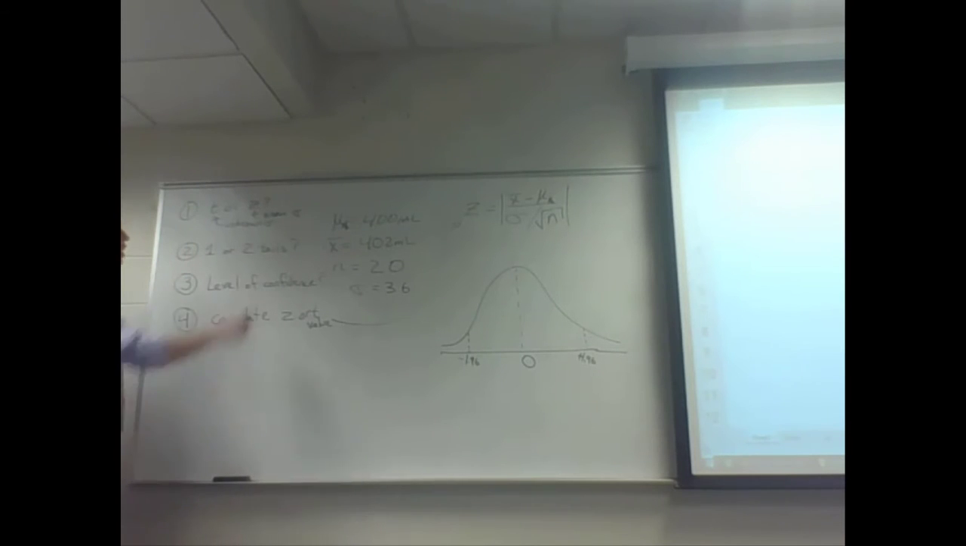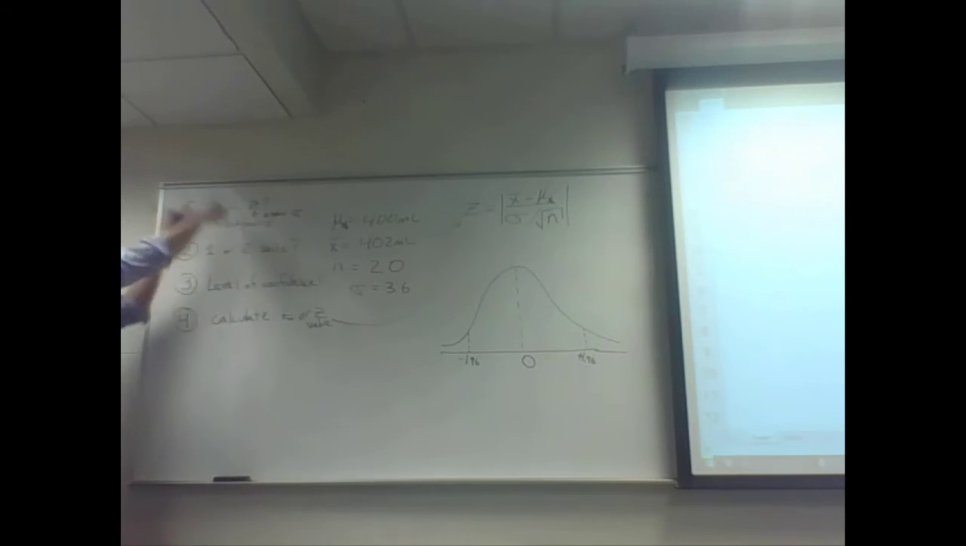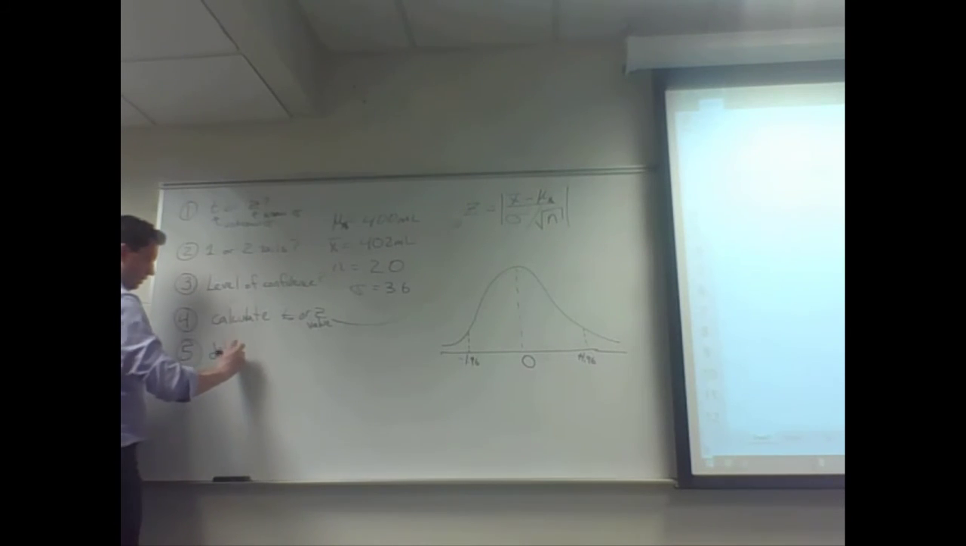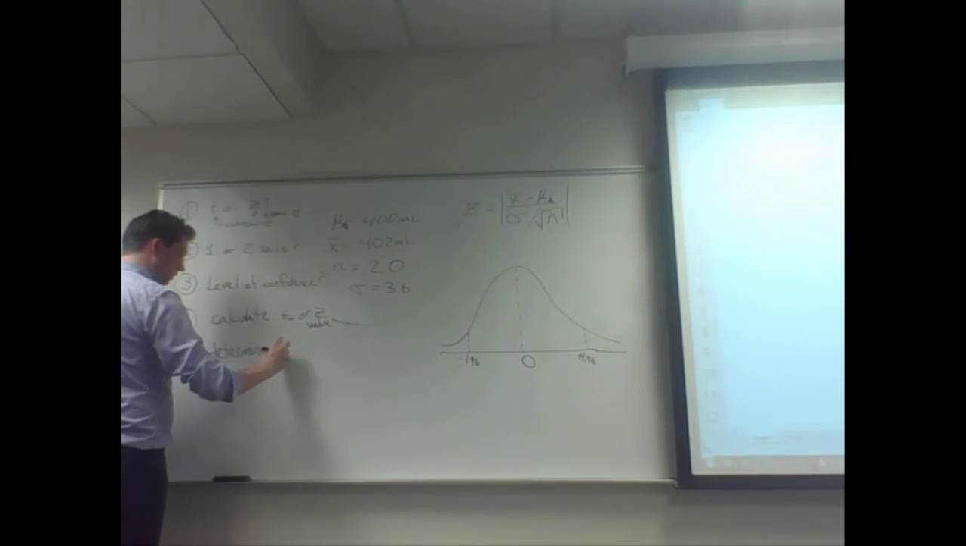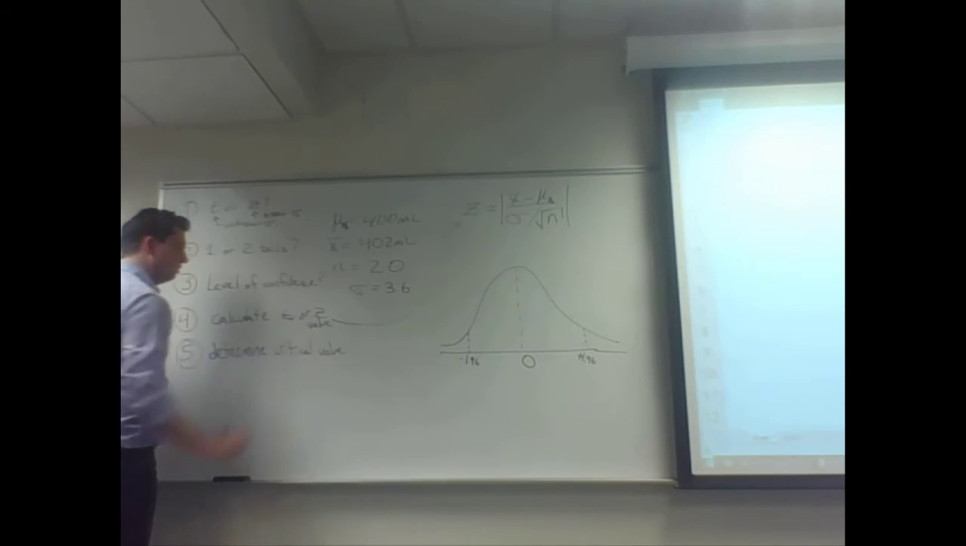For example, because we know our sigma, we will use Z. I'm going to actually do it this way. T right here, Z over here. Because then it matches. 5. Using the confidence level, if it's a 1 or 2 tail test, or if it's a T or Z, determine the critical value.